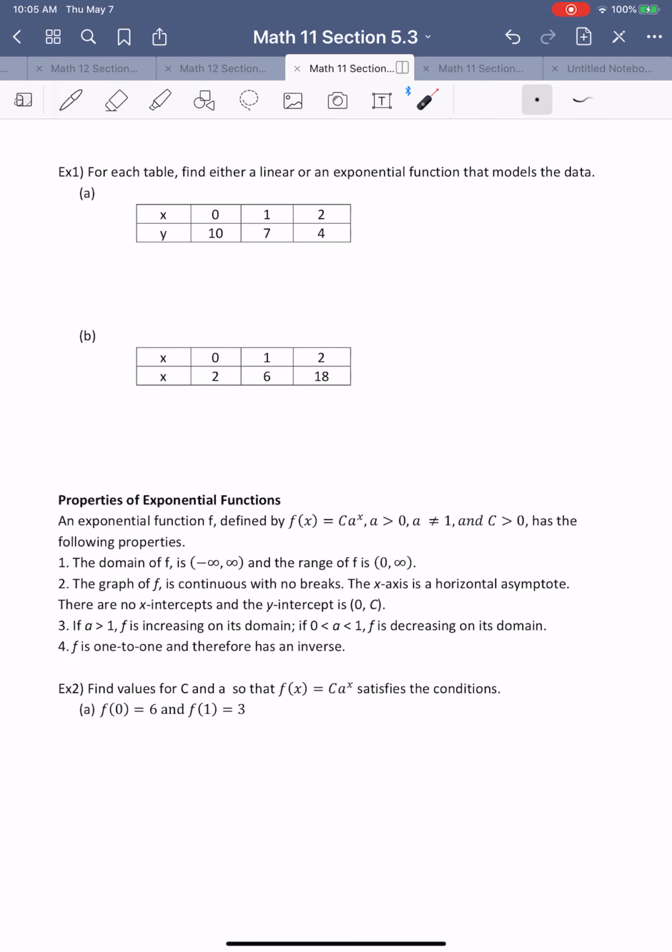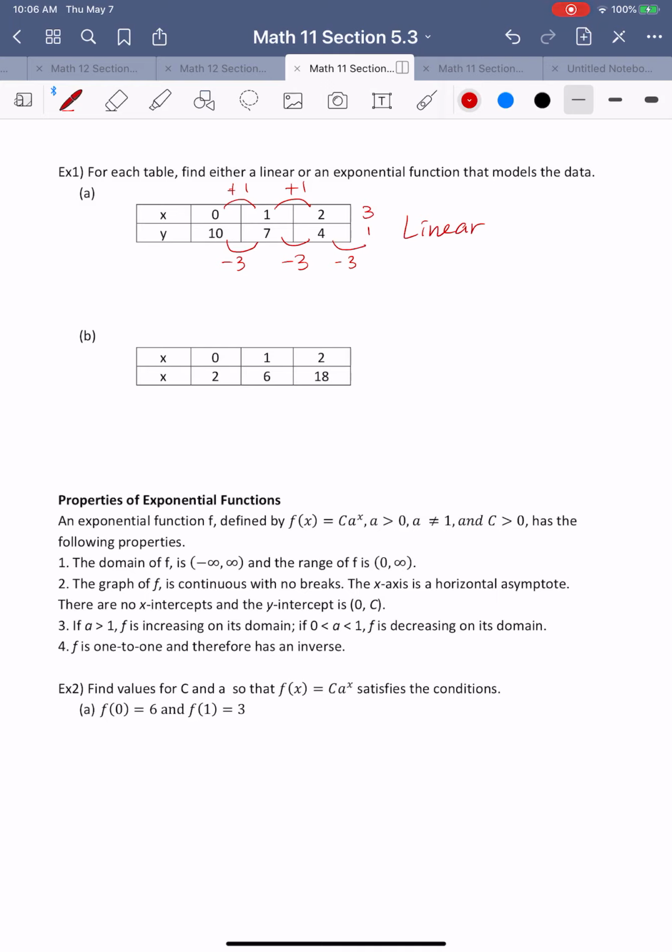All right, so let's look at number one. For each table, find whether a linear or exponential function models the data. As you notice, x is increasing by 1, and I want to check the y values. They are decreasing by 3 and decreasing by 3. So consistently you keep adding negative numbers. I can figure out the next coordinates: subtract 3 from 4 should be 1. So this is linear, because it's decreasing by 3, subtracting by 3.